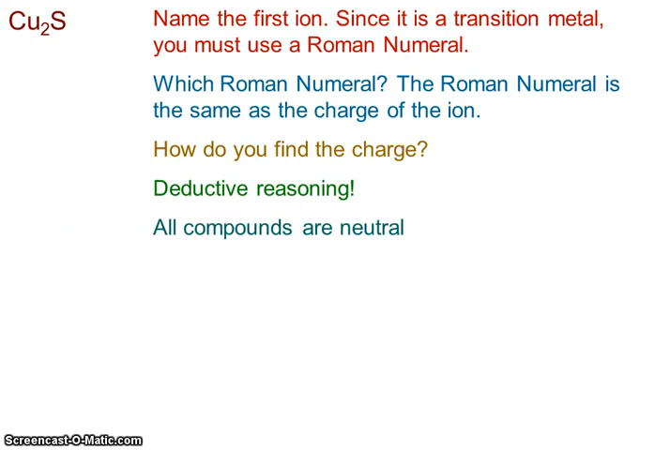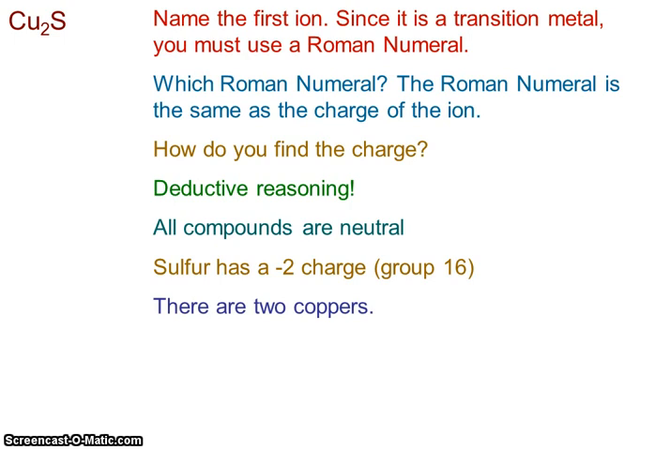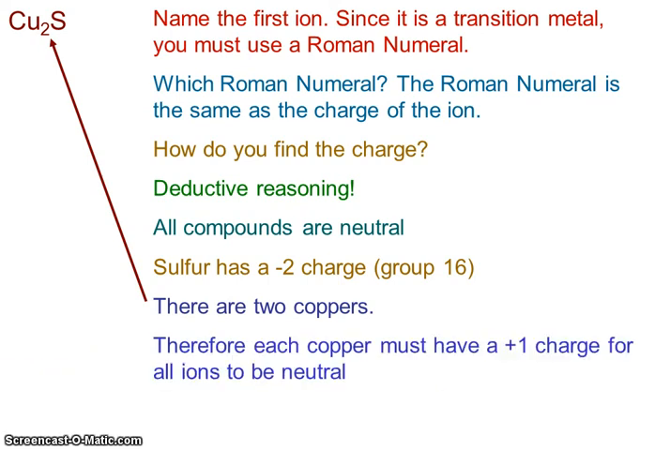We know all compounds have to be neutral, and we know that sulfur is in group 16 or 6A, so it has a -2 charge. That means that the total charge for the coppers has to be +2. But what's different this time is that I have 2 coppers. Since I have a +2 that has to offset the sulfur, and I have 2 coppers, that means each copper must be +1. And so the Roman numeral for my coppers would be copper 1 sulfide. So again, naming it just like a binary ionic compound with the addition of the charge in parentheses.